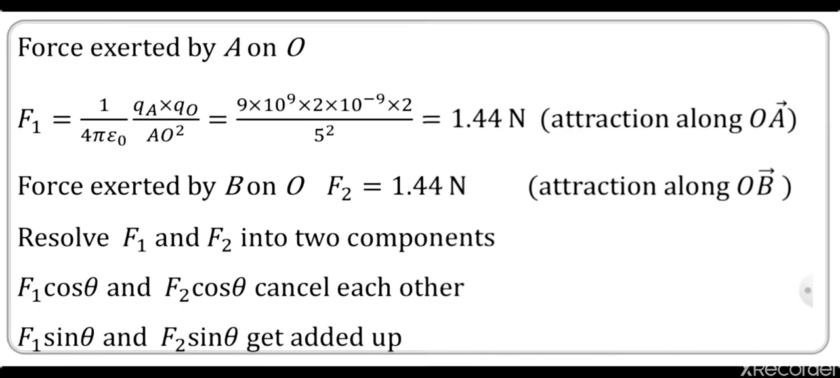See, force exerted by A on O, F1. So substitute the value. 1 is in nanocoulomb, 2 into 10 power minus 9. There is a minus 2, but here we are using the magnitude of the charges, so we are writing it as a plus. Plus 2 into 10 power minus 9 into 2. That is a 2 coulomb placed at the origin.